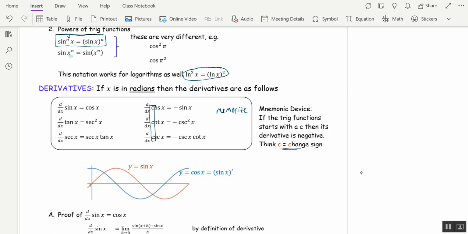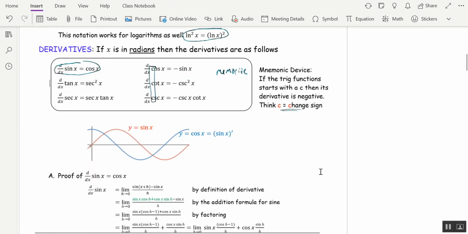Now, geometrically, let's just look at the fact that the derivative of sine x is cosine x. The derivative is the slope of the tangent. So sine x has a horizontal tangent here and here. And sure enough, we can see that's exactly where cosine x crosses the x-axis. Furthermore, between those two horizontal tangents, all the slopes of sine are negative. And sure enough, the graph of cosine x is below the x-axis.